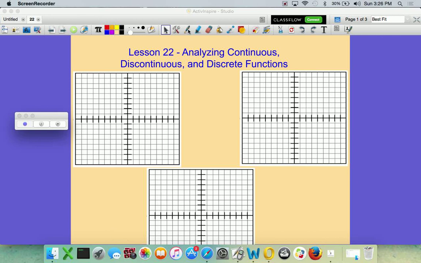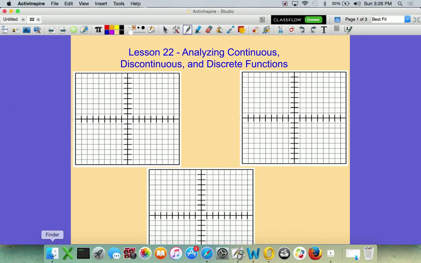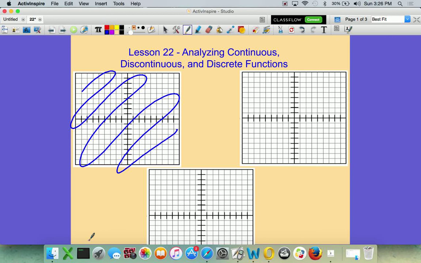We are going to go over lesson 22, which is analyzing continuous, discontinuous, and discrete functions. Your first thing to figure out is, is it a function? If we take a look at this one, that is obviously not a function because it doesn't pass the vertical line test. But if we come over here, that would be a function because it does pass the vertical line test. If it does pass the vertical line test, it is a function.